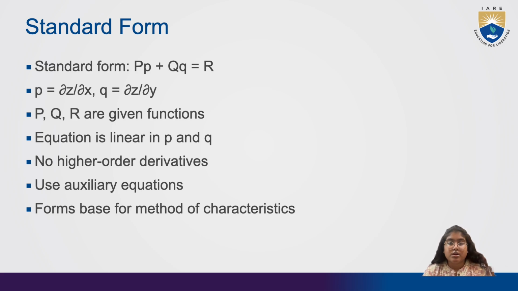By setting up what's called auxiliary equations based on the ratios of differentials, we can trace paths called characteristic curves along which a solution can be constructed. Think of it like navigating through a mountainous landscape. If you follow the correct paths, you can map the entire terrain systematically.